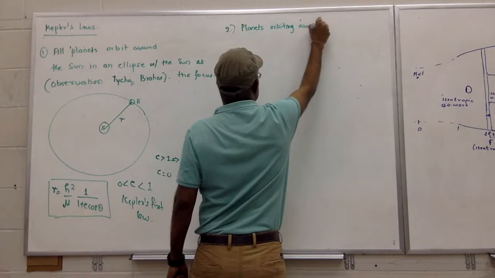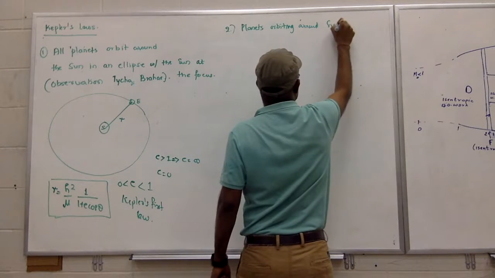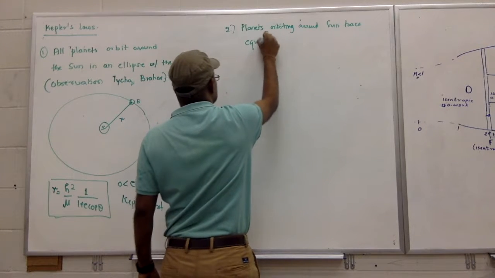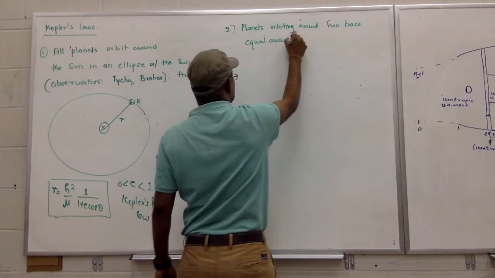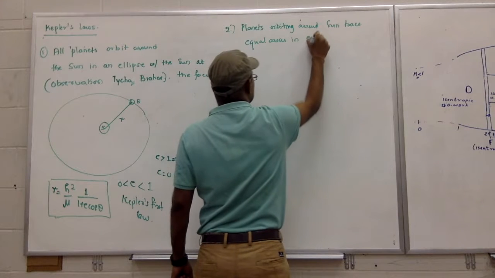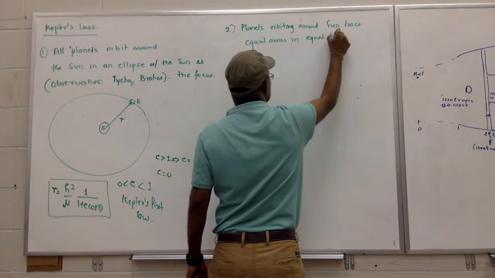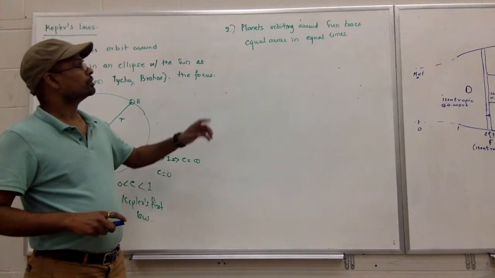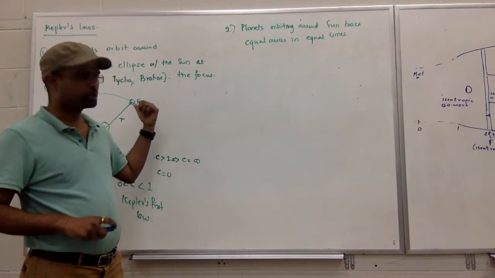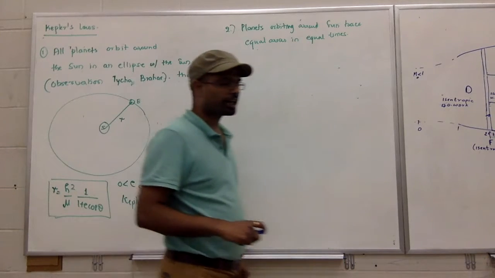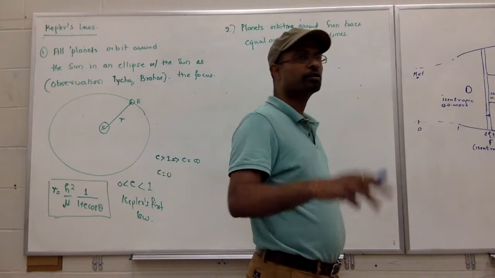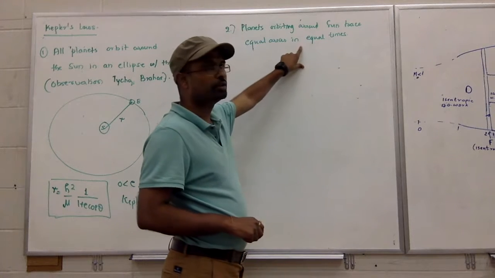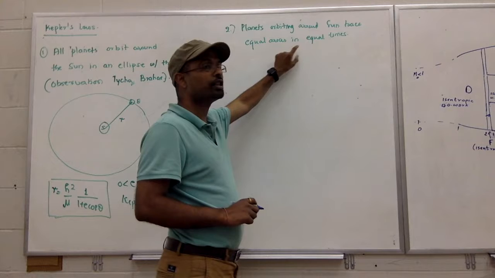1642. Galileo tried to prove that wrong, and he was wrong. Are you saying that he's right or wrong with the first statement? His statement is correct. For all practical purposes, it is correct. Guys, pay attention here. The second one is planets orbiting around the Sun trace equal areas in equal times.